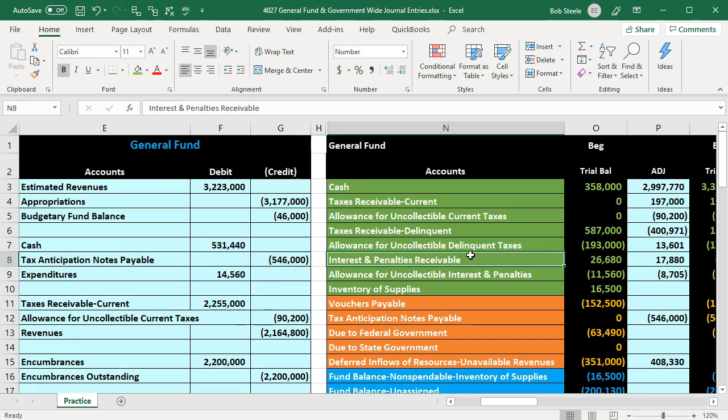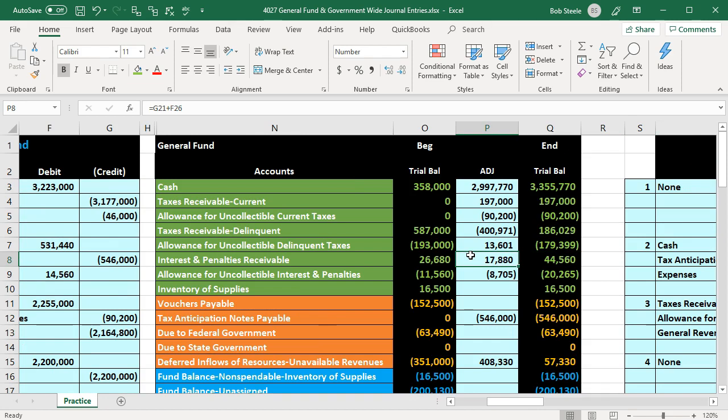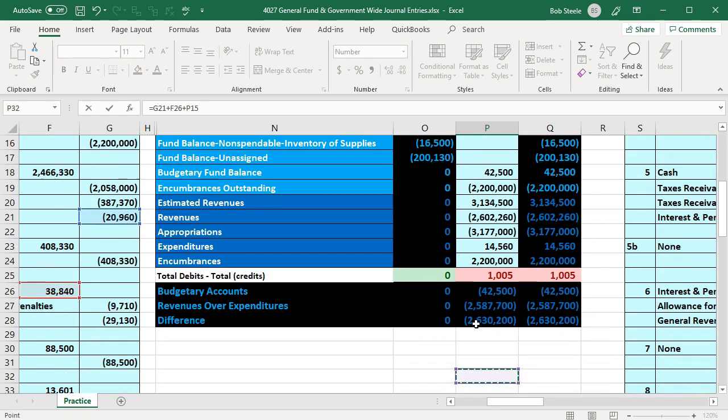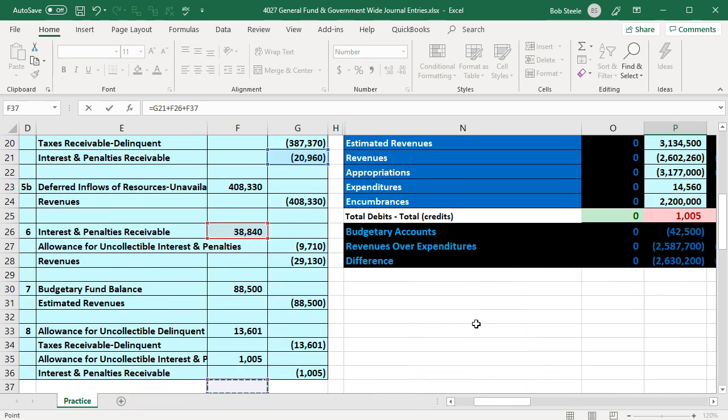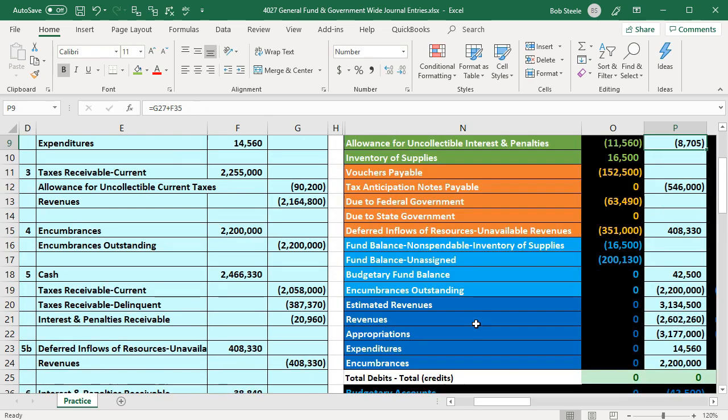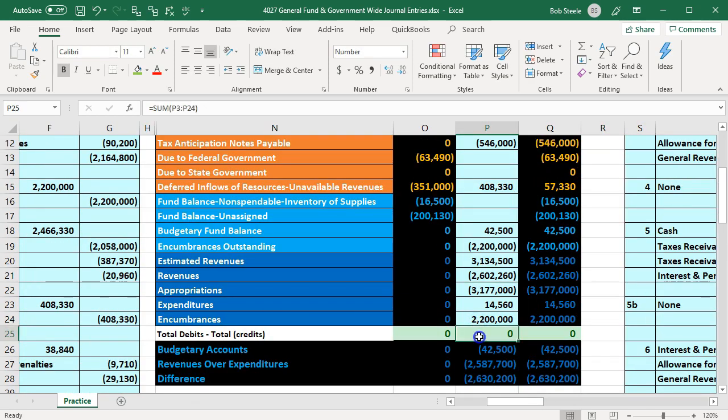And then we have the interest receivable. That's going to be in P8. Double click on P8, go to the end of it, plus put the cursor back down, scroll back down, and we have this item. And that, of course, puts us back in balance here.